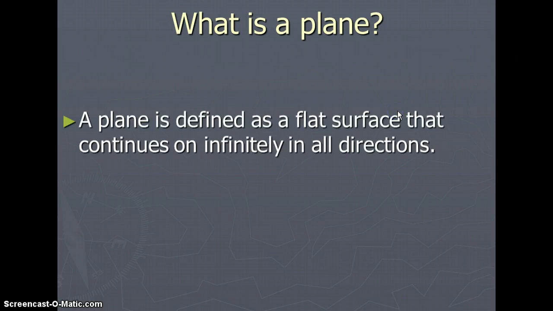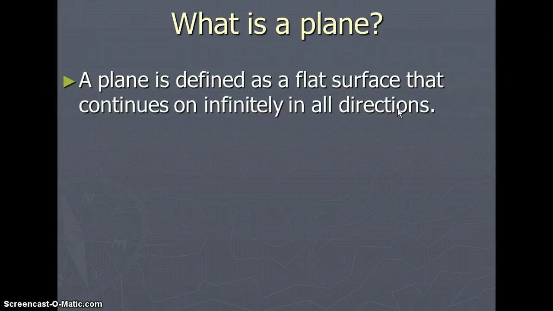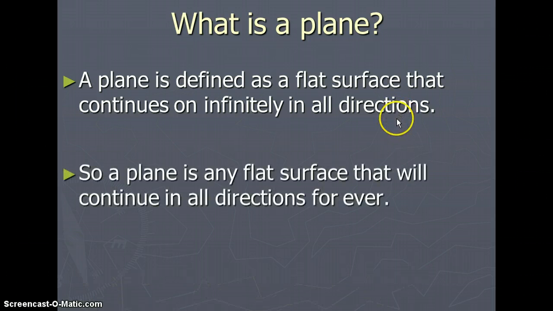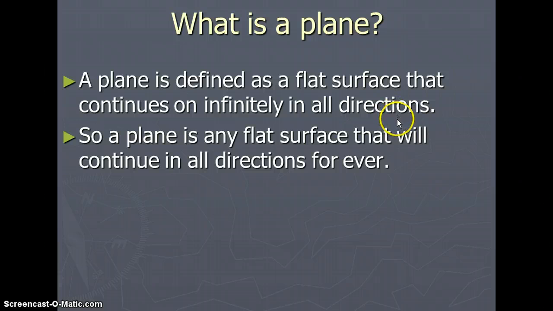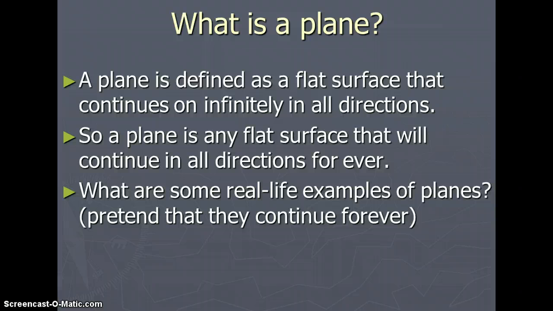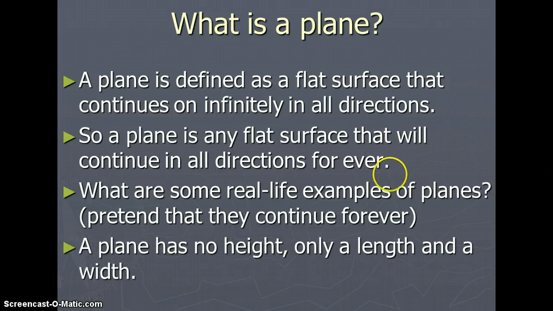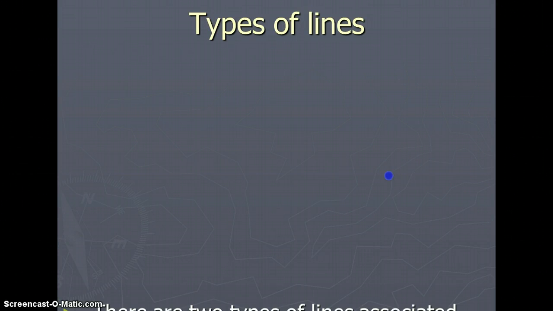What is a plane? A plane is a flat surface that continues on infinitely in all directions. So basically it's a flat surface that's going to continue on forever in all directions. Think of a floor, a desk, a dry erase board, the top of a textbook. Those are all examples of planes. Now again, they're not perfect planes because they don't continue on forever, but they're representations of planes. A plane has no height, only a length and a width.